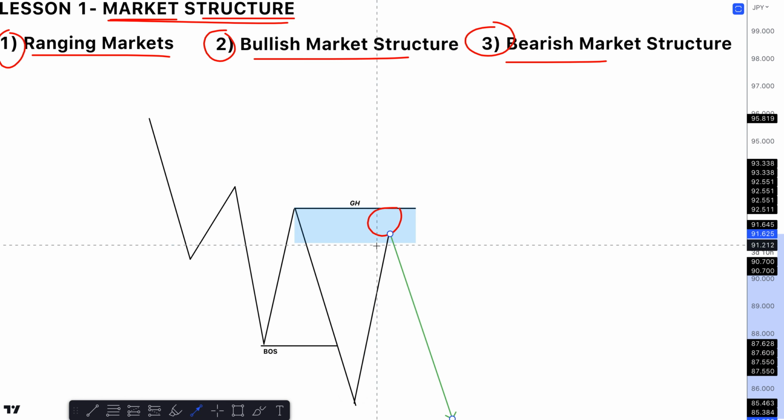So that's market structure from an institutional perspective. It's probably a little bit different to what you guys are used to from a retail point of view. But that's how I see the markets, and I hope that made sense for you guys.